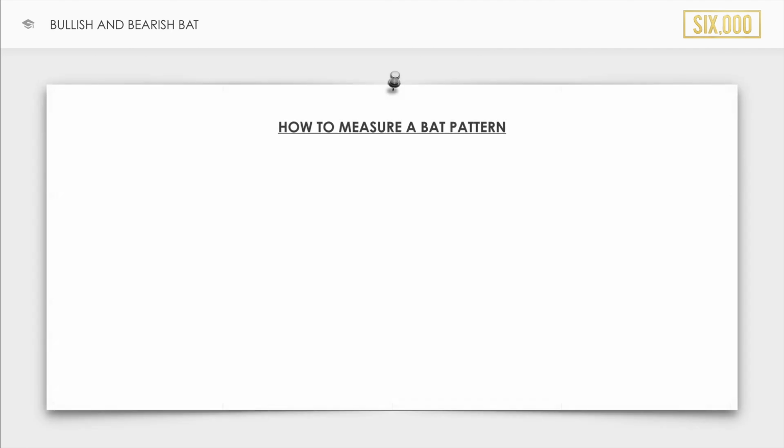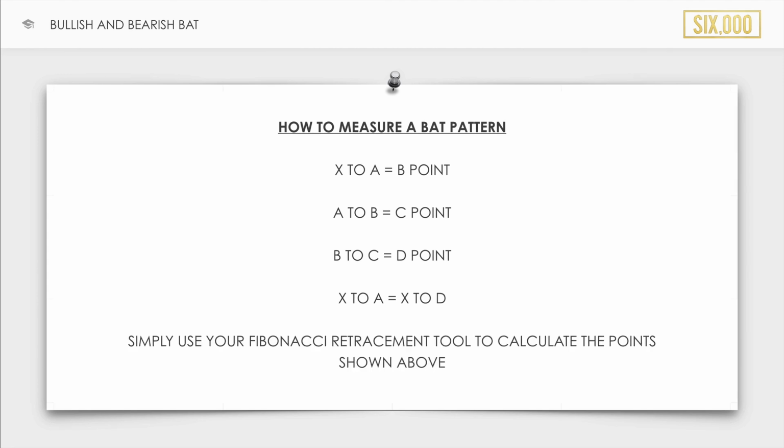Before we head on to the charts, I'd just like to give you a short illustration on how to measure a bat pattern. Of course, I will show you how to do it when we're on the charts. To get our B point, we go from X to A. To get our C point, we go from A to B. And these are retracements. We use the Fib retracement tool. To get our D point, we go from B to C. And this is, of course, a projection using the Fib tool again. To get our X to D of a 0.886, we go from X to A. And simply use your Fibonacci retracement tool to calculate the points shown above.